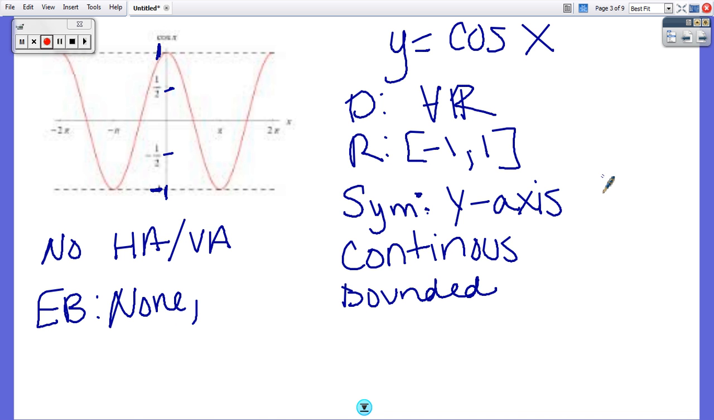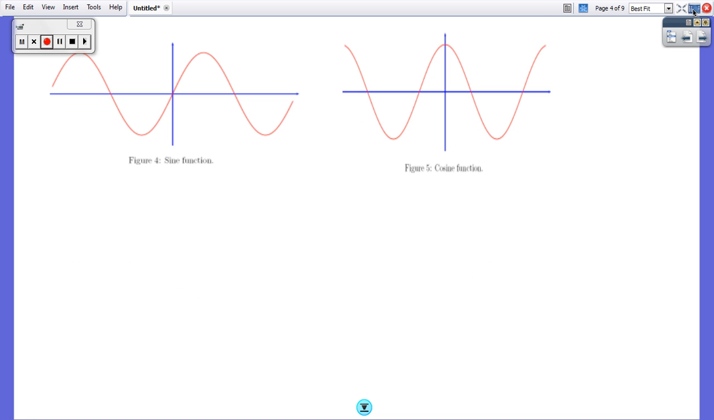So they have a lot of similarities. Really, the only difference is their symmetry. So I'm going to put two of the graphs next to each other so you can see how they're the same and how they're different. Sine, you can see, is symmetrical about the origin. Cosine, symmetrical about the y-axis. Sine also goes through the origin, cosine does not. That's another big difference, and that's going to be important to remember as well.